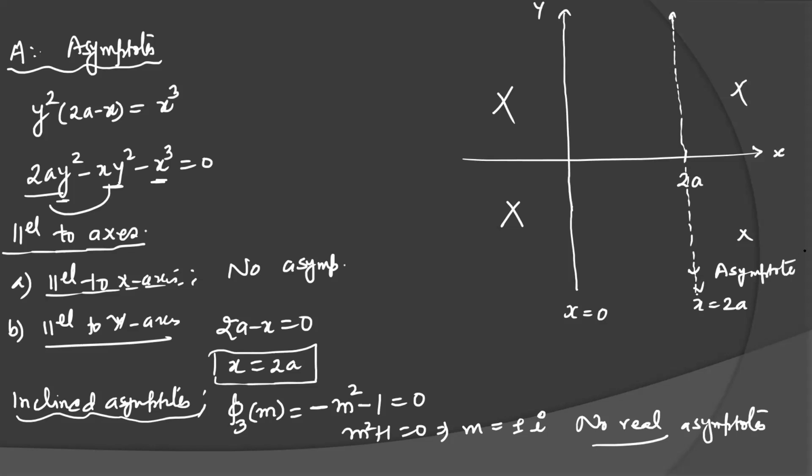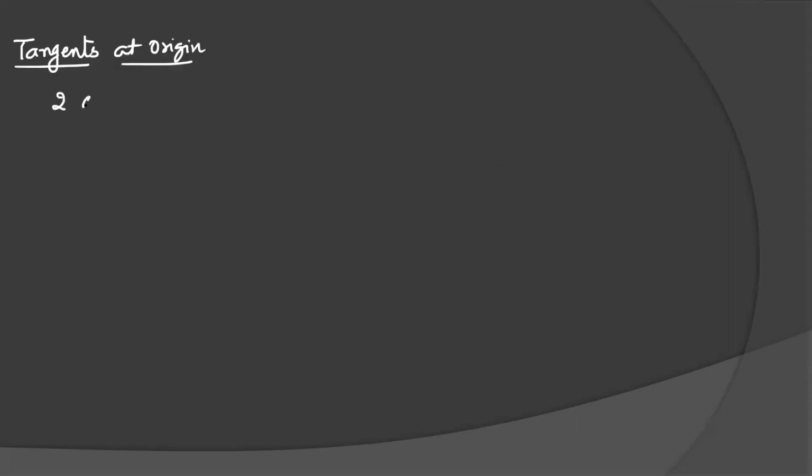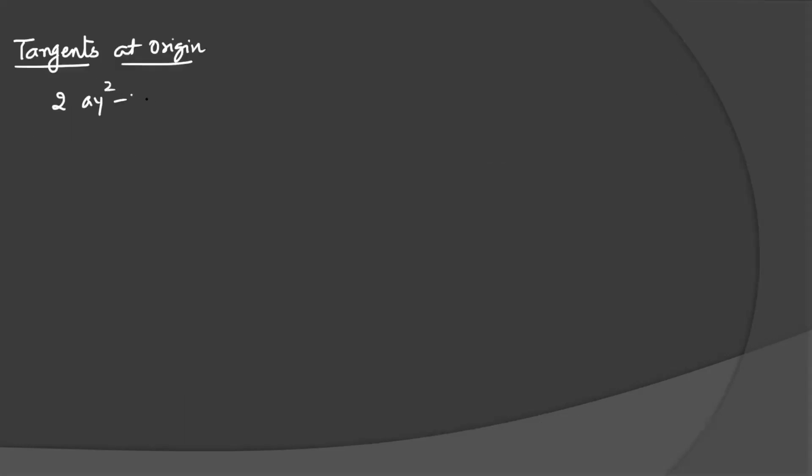Okay, next is tangent. In the tracing, no point is given, so we will find tangents at origin only. So see the curve again. This is 2ay² − xy² − x³ = 0. What is the lowest degree term? This is a 2 degree term, this is a 3 degree term, this is a 3 degree term. So the lowest degree term is 2ay² = 0.